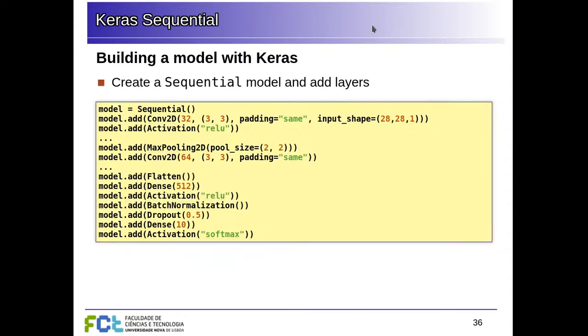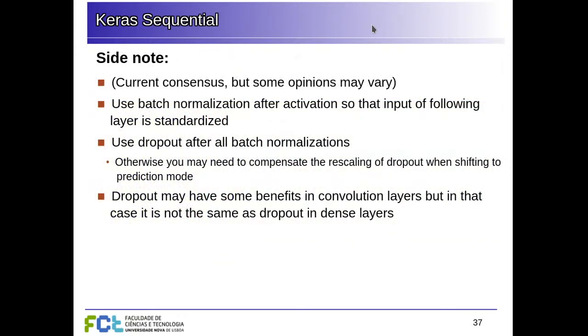So just a quick note here. If you search the internet, you can find many different opinions about this, but the one that seems to be consensual and makes more sense is that you use batch normalization after the activation, so that the input to the next layer is standardized. This is important because if you do it before activation, then what inputs the next layer will not be standardized. And you should use dropout only after the batch normalizations.